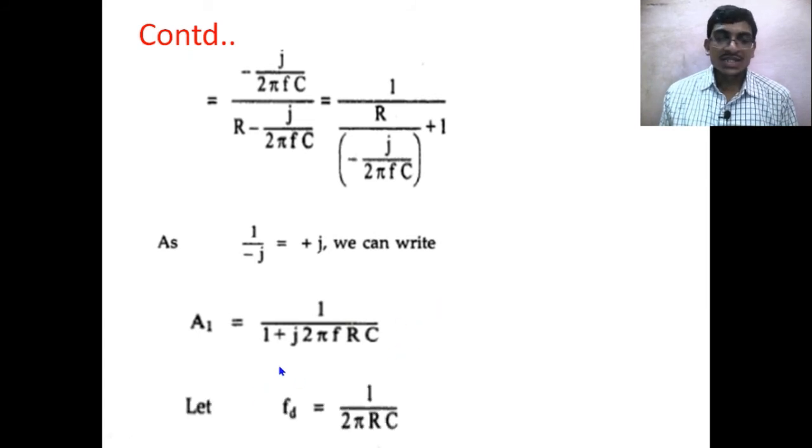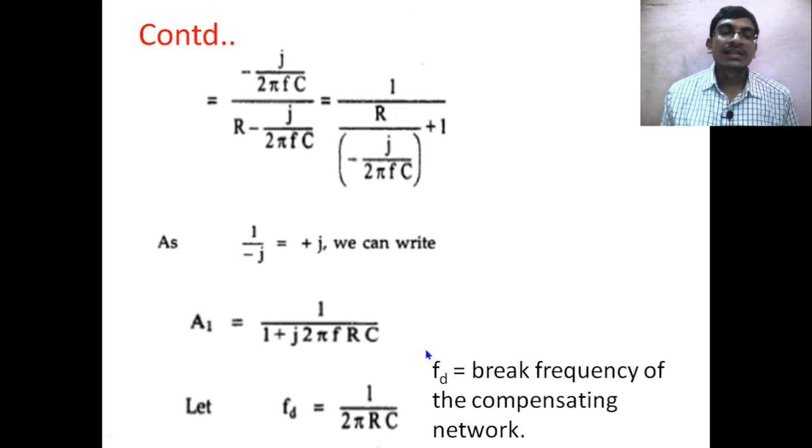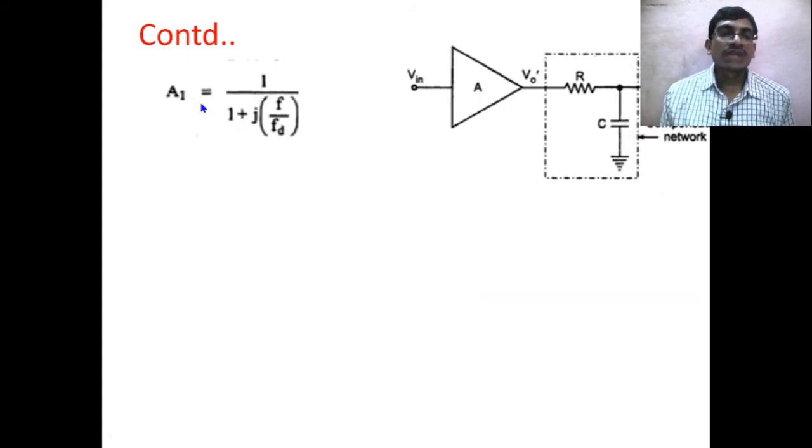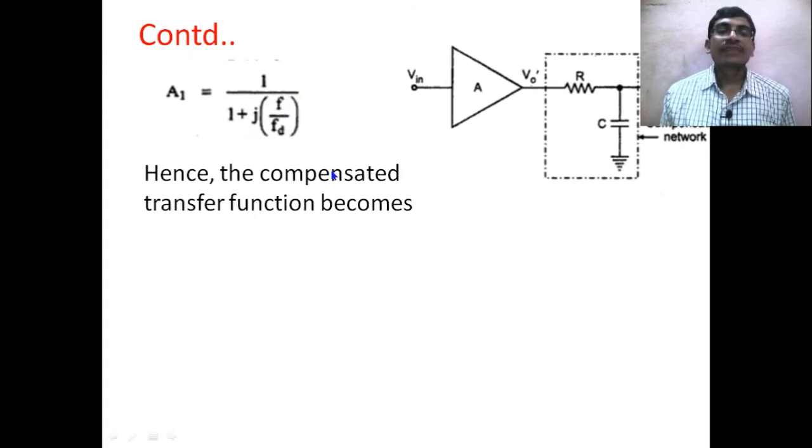Let us assume fd, as it is the dominant pole compensation. So fd is the dominant frequency, which is equal to 1 by 2 pi RC. In this equation, 1 by 2 pi RC has been taken as fd. Fd is the break frequency of the compensation network, or the dominant frequency. So A1 is equal to 1 by 1 plus j into f by fd.